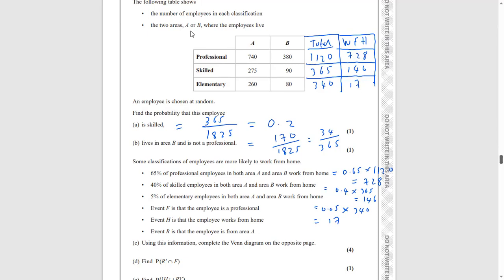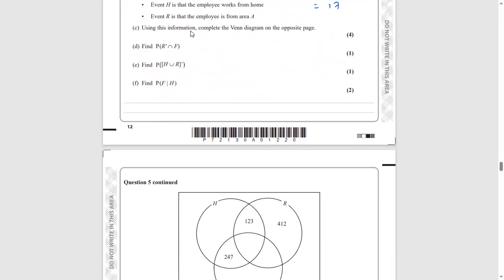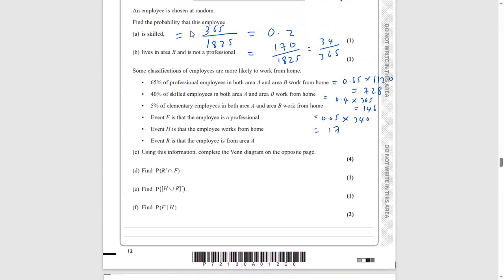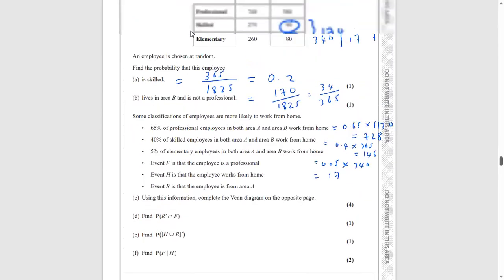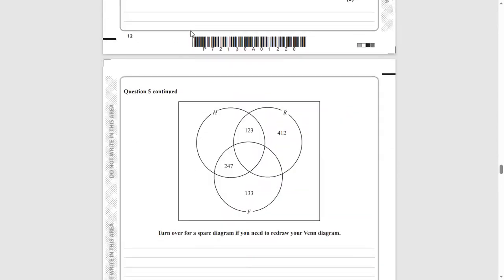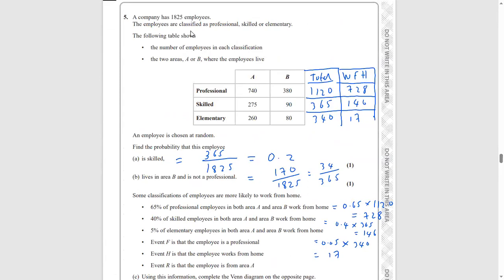So using all this information, we now want to complete the Venn diagram over here. So let's look at H to start with, working from home. So how many people do we have that work from home in total? So H is the number of people in total that work from home. So let's try and think about this.